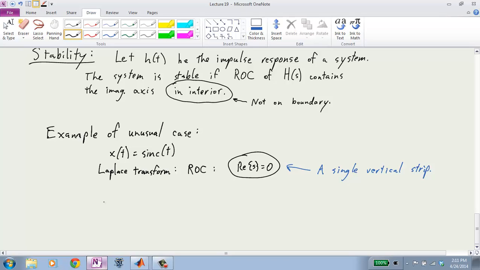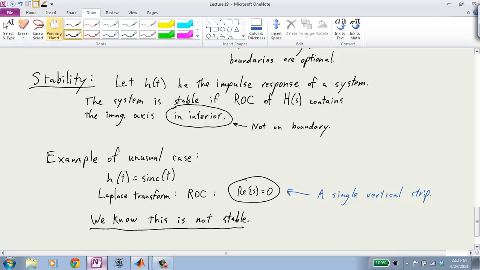So my point here in this example is, I should have said h, just so that you think of this as a system's impulse response. We know that this is not stable because we worked it out before. So this is a good way of seeing why this condition of the interior is important. You see here, yes, the imaginary axis is in the region of convergence, but it's not in the interior. Okay, so that's why we didn't break our rule up above.